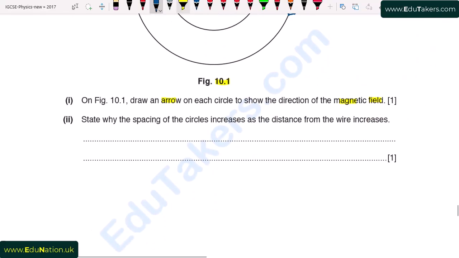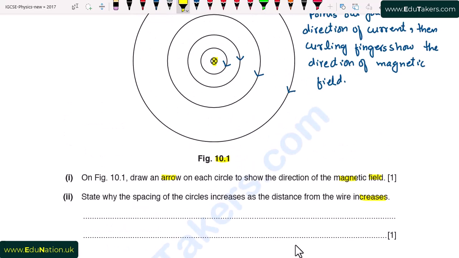Next, part 2. State why the spacing of the circles increases as the distance from the wire increases. So in the figure we can see that the spacing between the circles increases as the distance from the wire increases. So why does this happen? We know that the magnetic field strength is inversely proportional to the distance from the wire. When we increase the distance from the wire, then the strength of the magnetic field decreases. The strength of the magnetic field decreases, which means that the spacing between the circles increases.